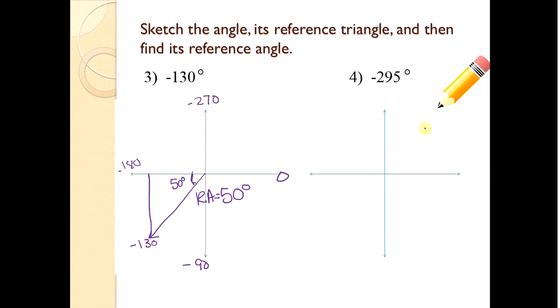Let's try it again. Negative 295. So I've got 0, negative 90, negative 180, negative 270. Negative 295 is going to be past 270, so about right here. Drop my perpendicular down. What is my reference angle right here? I can't ask about 295 to 270, that's not what I'm covering. I'm covering 295 to 360. So how many degrees are between 360 and 295? If I subtract the two, I get 65 degrees.